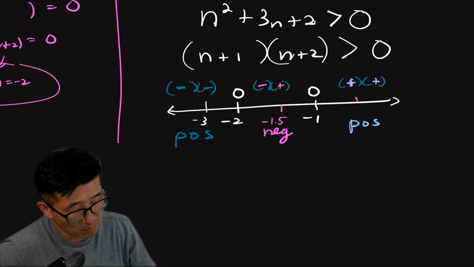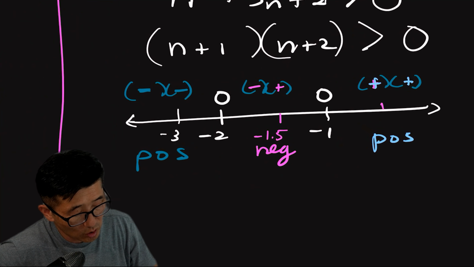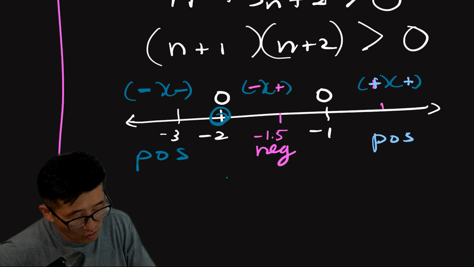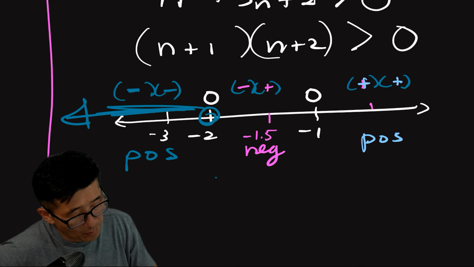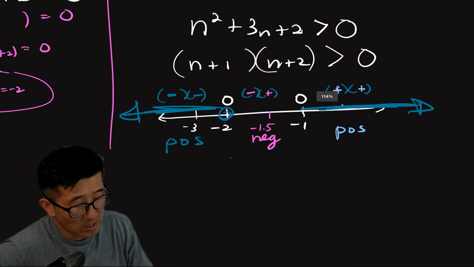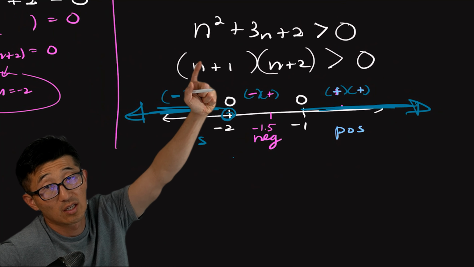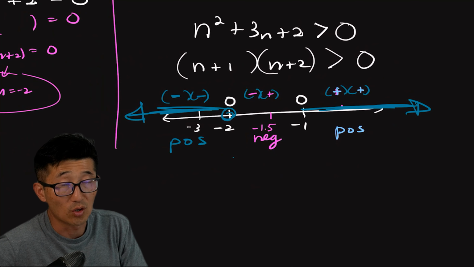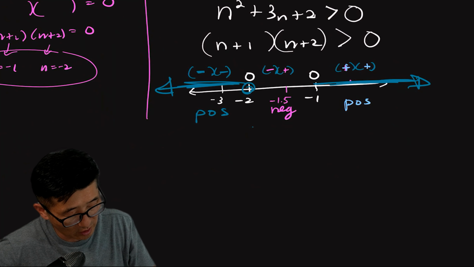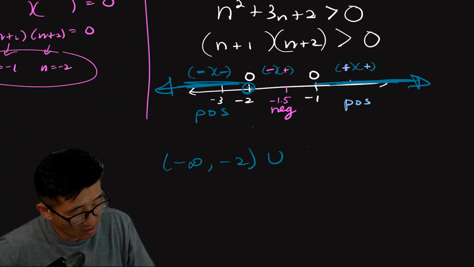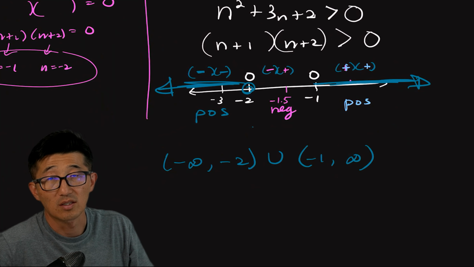So what does this mean? It means if I choose numbers that are less than -2 this way, and bigger than -1 this way, into this equation, I'm going to get something greater than 0. So how do I write my answer? Like this. This is called interval notation. Does that make sense?